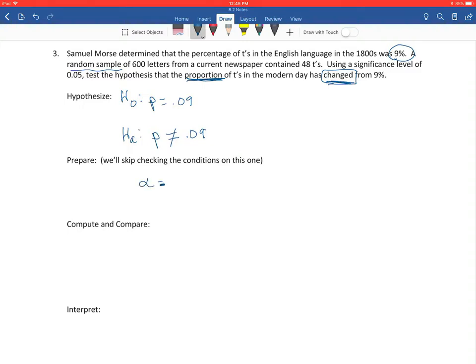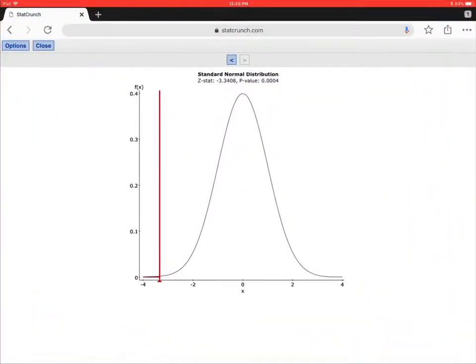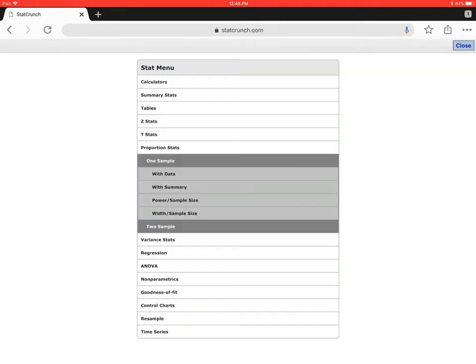Okay, we're going to skip the conditions, but we will still record that we are using an alpha of 0.05 again, and we are using the z-test statistic because, again, we've got the proportion idea here. Okay, compute. So we're going to go to StatCrunch and tell it how many successes and how many observations. So observations, there were 600 letters observed. 48 of them were T's. So let's go see if there's enough information here to say that there's a change or not.